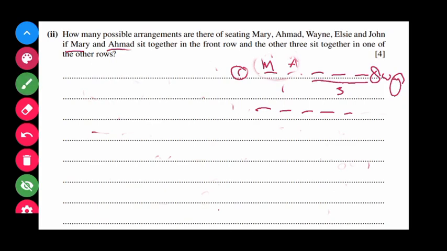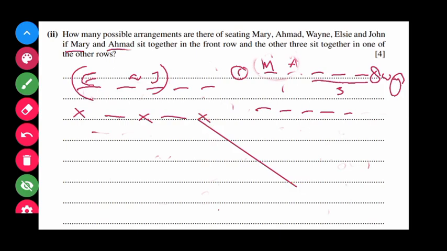And when we thought about the other seven rows, when we think about the second row, Elsie, Wayne and John sit together. So when they sit together, that arrangement can be made in such a way that they may sit here or here or here as together. So they can occupy three places. And if you think about their group arrangement, that can be done in 3 factorial ways. So they can be arranged in 18 ways in one row.